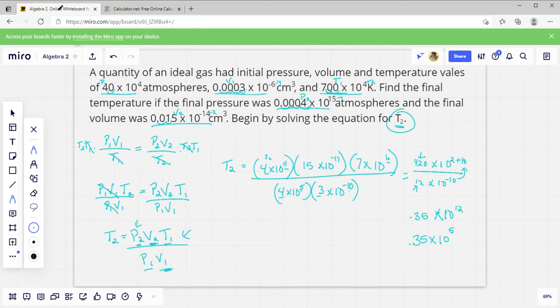Okay, so that would be, oh, that should be negative 2. That would be to the 7th. There we go. To the 8th. And then that's the answer. 0.35 times 10 to the 5th, or 35 times 10 to the 5th, no decimal point.